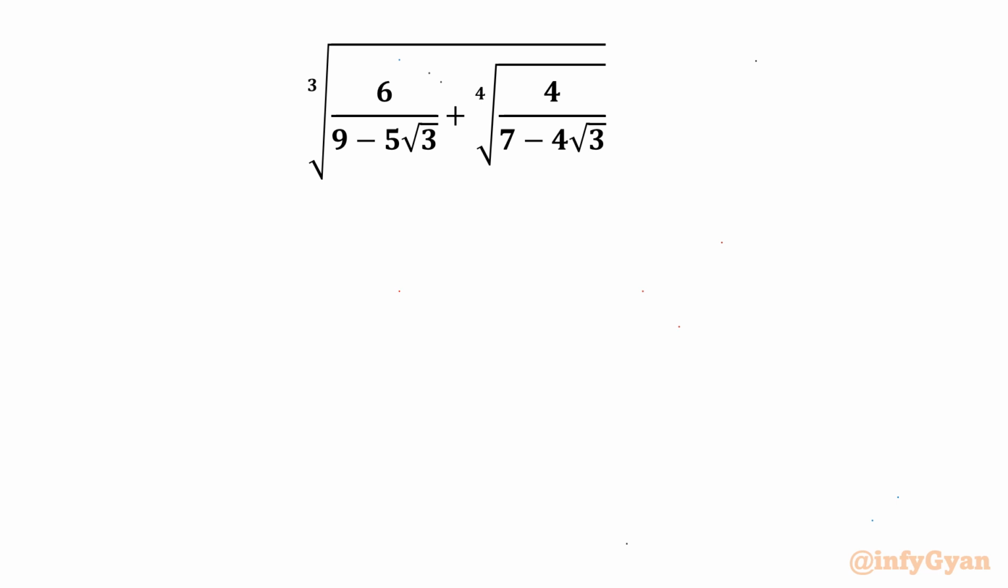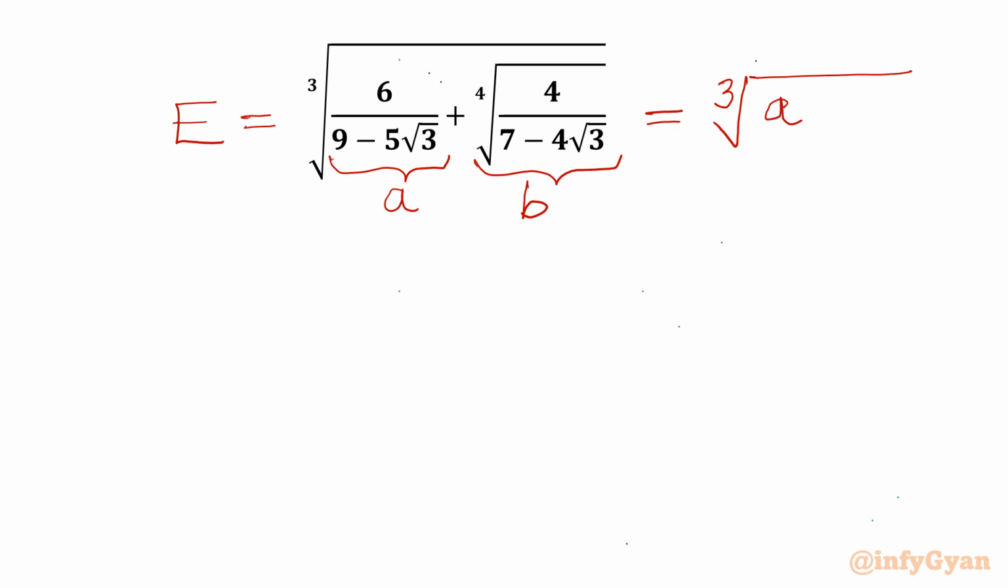In this video, we are going to take up another very interesting question from radical expressions. Here we have to simplify cube root of 6 over 9 minus 5 square root 3 plus fourth root of 4 over 7 minus 4 square root 3. So let's get started by considering this expression equal to E first. Now I will call 6 over 9 minus 5 root 3 A and fourth root of 4 over 7 minus 4 root 3 B. So we need to calculate or find out cube root of A plus B.